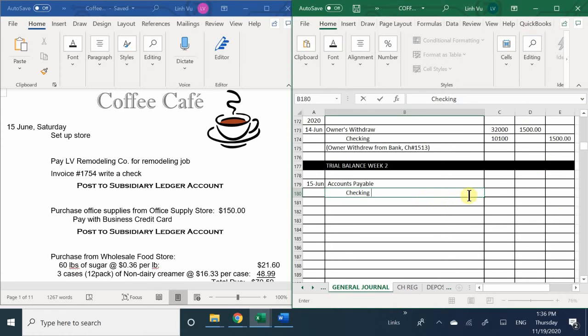So then the next one is checking, like we said. Which account number is that? And then where's the account number? There we go. And that's 20,000 on the account number. Okay. And then let's see here.